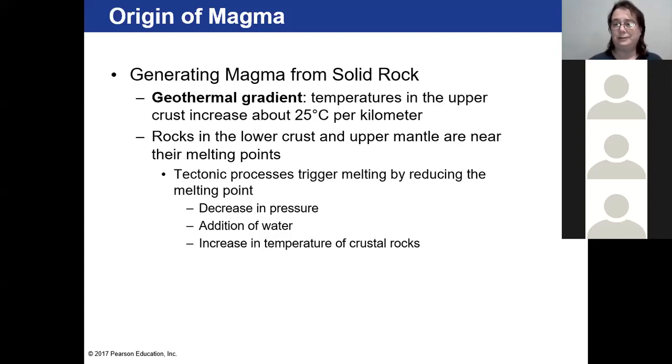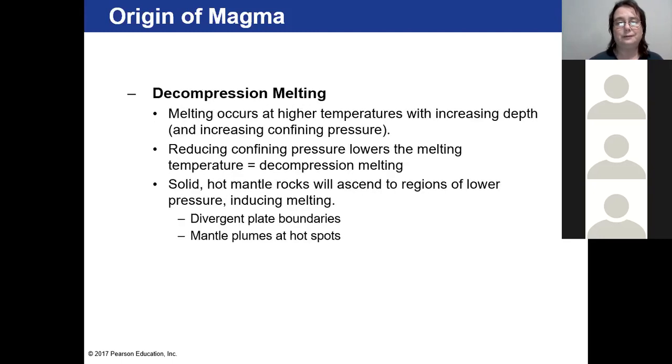So you have to have that decrease in the pressure, water being added from the ocean, it percolates through fractures, and the temperatures increased because of the release of pressure. This is called decompression melting because you're releasing the pressure. So then the melting can occur at a lower temperature at the surface and a higher temperature the deeper you go.